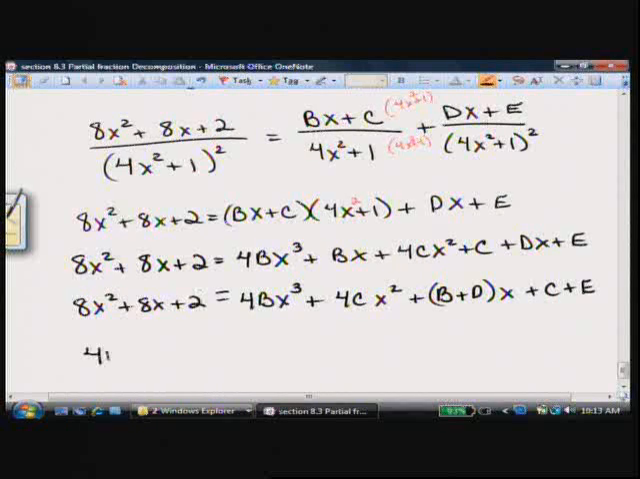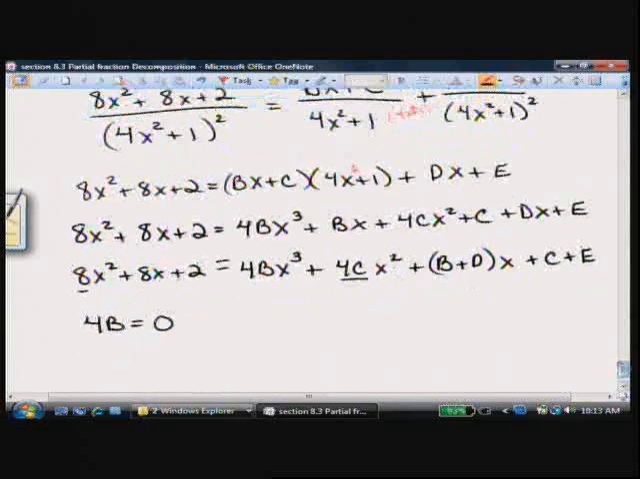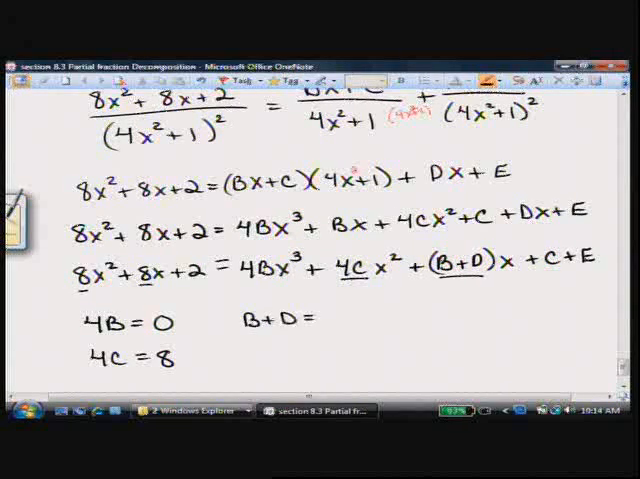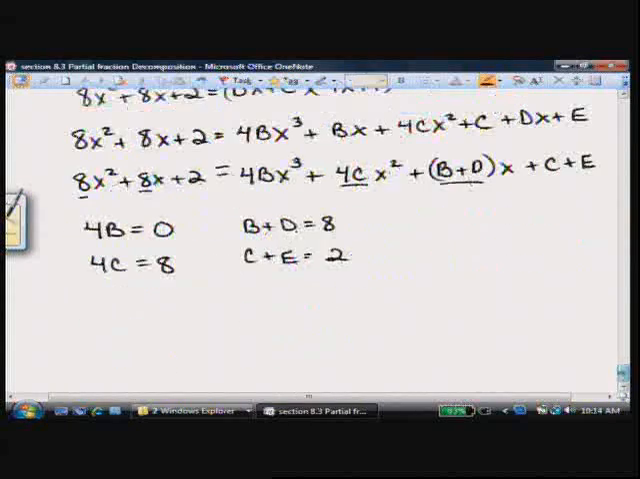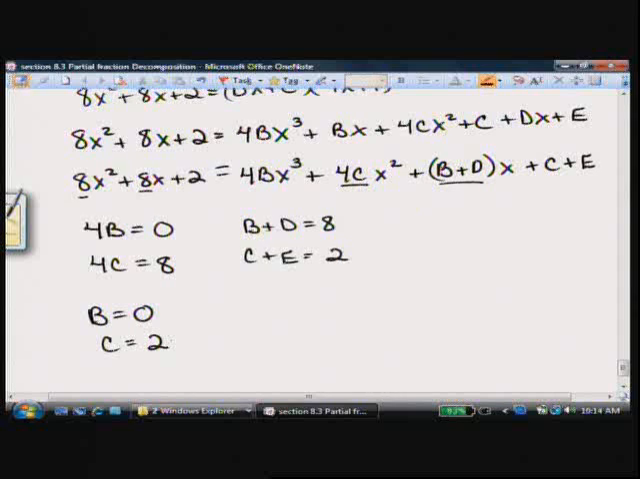Now, there are no cubes, so that tells us that 4b has to equal 0. Now on the squares, this tells us that 4c has to equal 8. And b plus d also has to equal 8. And c plus e has to equal 2. So this tells us that b equals 0, c equals 2. If b is 0, then d is 8. And if c is 2, then e is 0. Isn't that nice?